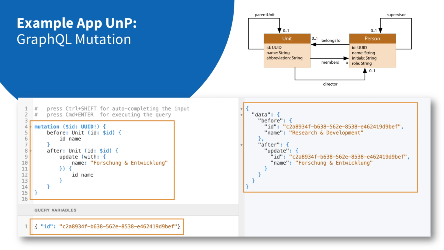You see on the right we get before with ID and name, so it is actually an entity of the Research and Development Department. And then we do another label, after, request again this unit with this externally provided ID, but perform an update operation, and this update operation updates the name attribute of this unit entity, and we fetch once again, immediately after this update, the ID and name. And you see, before we have the Research and Development Department, and after this we have the German Forschung und Entwicklung.